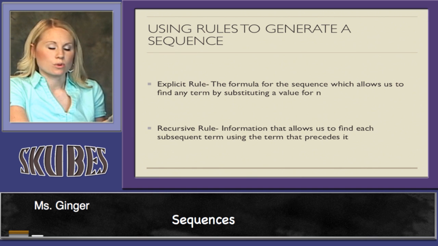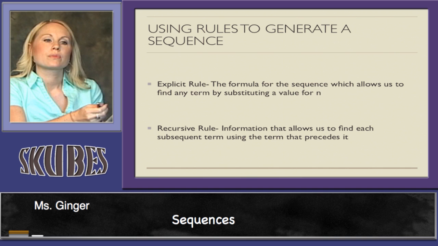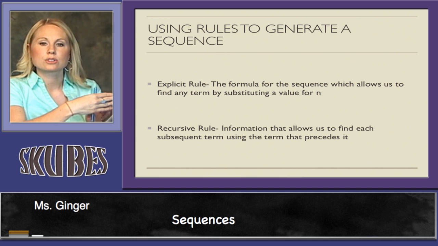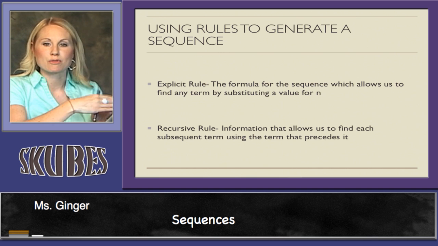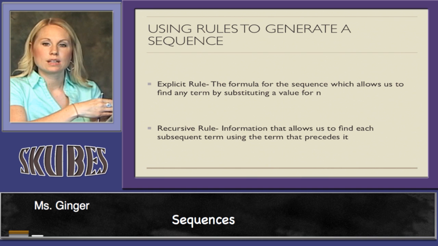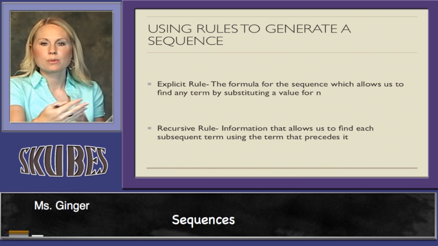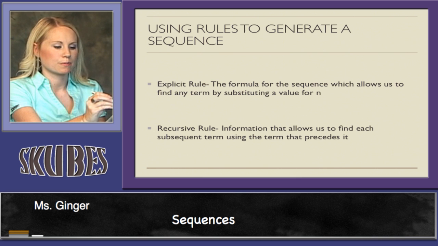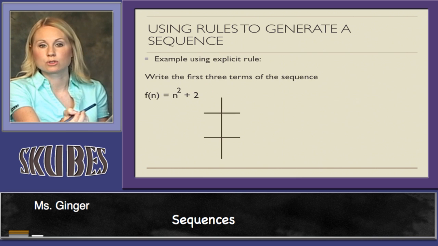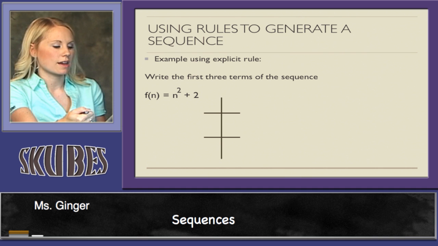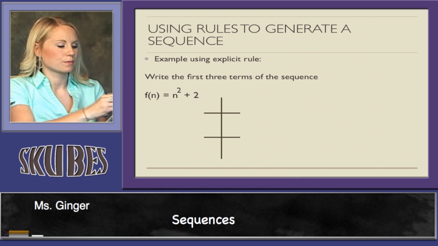For the recursive rule, that is using each term to find the next term by the one that came before it. So you're using the one that you found to find the next, and then you're going to use that one to find the next, and so on. So it will make more sense when we see an example about the difference between those two methods. Let's take a look at the explicit rule first.